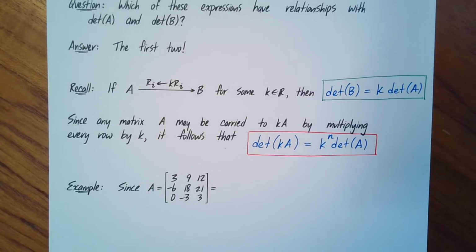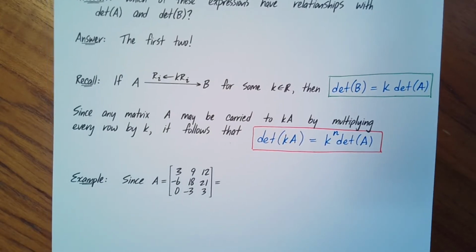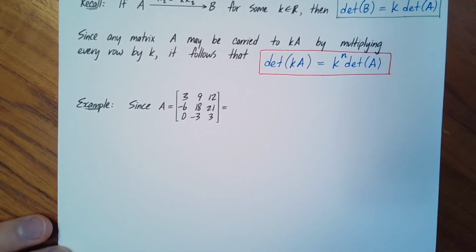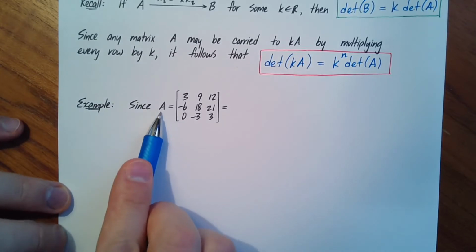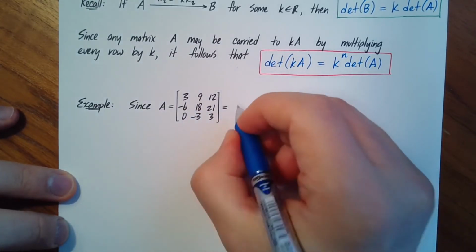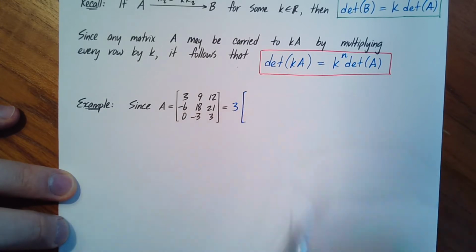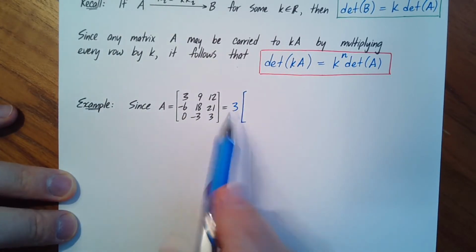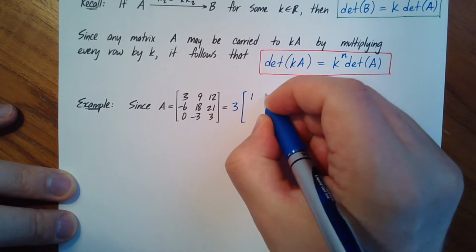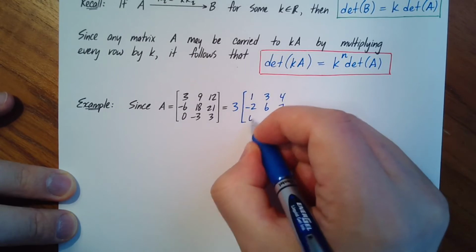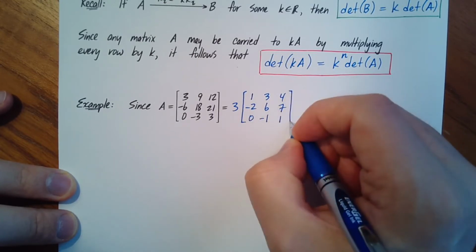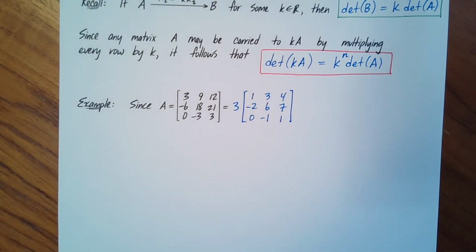So let's take a look at an example of what this looks like. Well, we've got a 3 by 3 matrix here, and if you look closely, you'll notice that every single one of the entries in this matrix is a multiple of 3. So for that reason, I can write the following. I can say, okay, A is equal to this matrix. Well, it's also equal to 3 times the following matrix. I'm just going to write this as 3 times the matrix 1, 3, 4, negative 2, 6, 7, and then 0, negative 1, and 1. So that's the first thing we're going to observe.